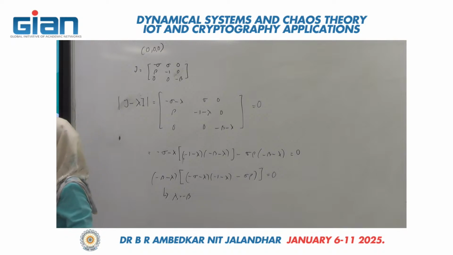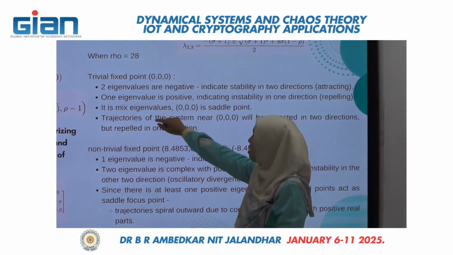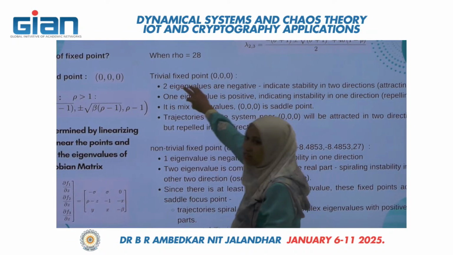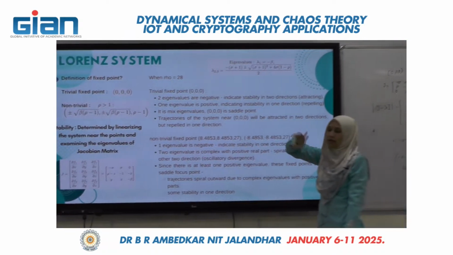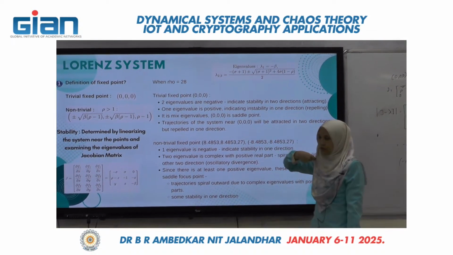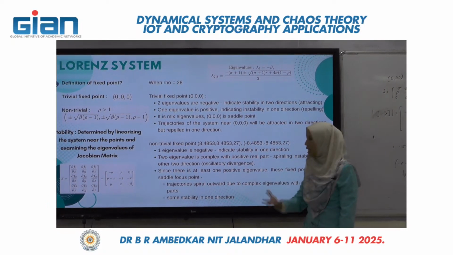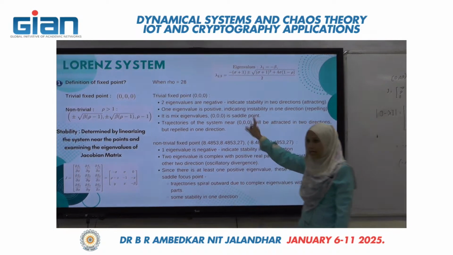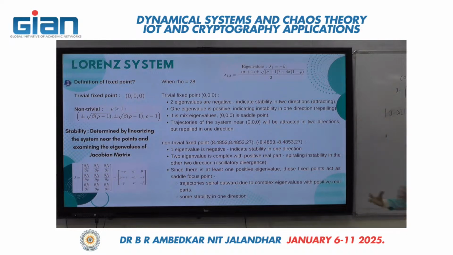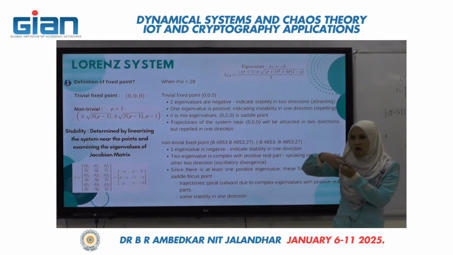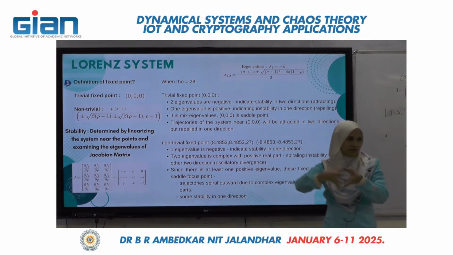Okay, and then we have 0, 0, 0. It is a mixed eigenvalue, I mean, mixed eigenvalues. So, as just now, the type of fixed point will be a saddle point. We can analyze the trajectories nearby the fixed point. Our trivial fixed point will be attracting in two directions and repelling in one direction. So that's why our Lorentz, like this one, is attracting and then repelling.